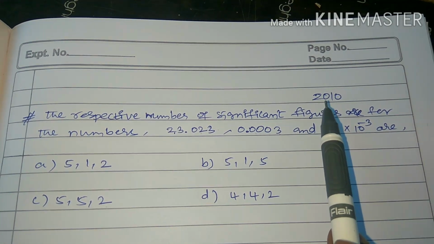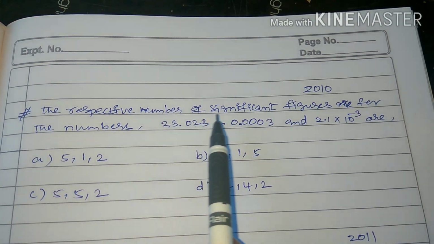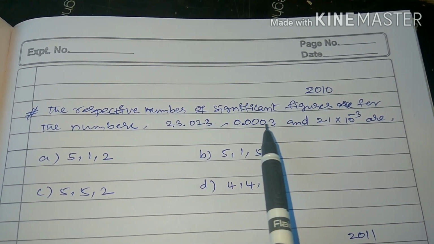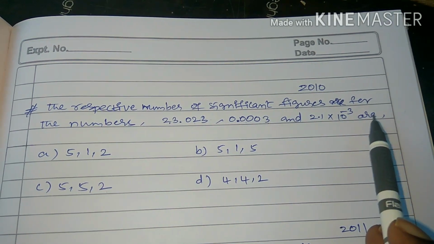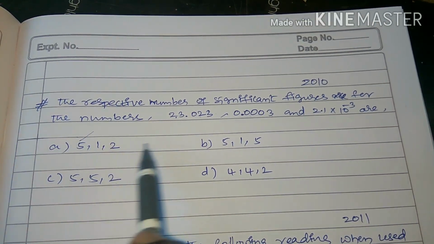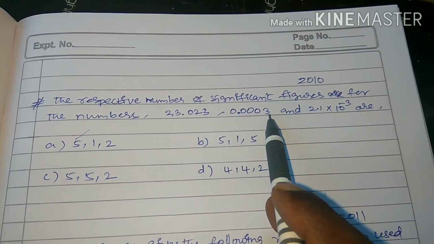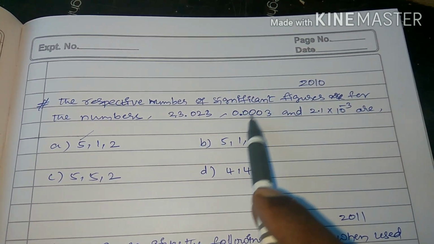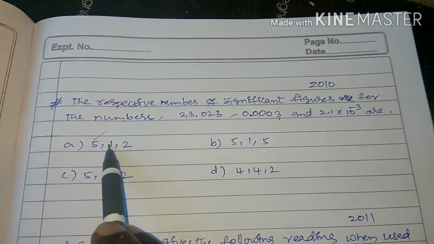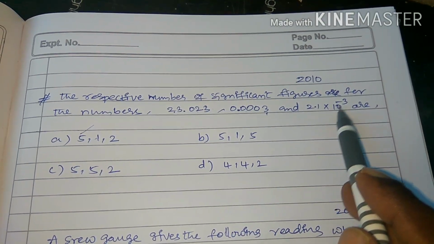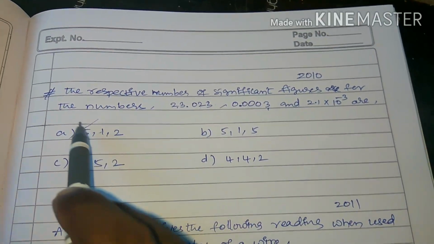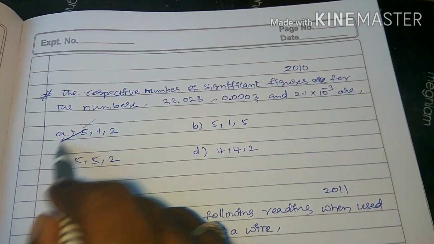And now the other question, which was asked in 2010. The respective number of significant figures for the numbers 23.023, 0.0003 and 2.1 into 10 power minus 3 are? Here 23.023 has 5 significant figures, and in 0.0003 the zeros are countless, so it has 1 significant figure. For 2.1 into 10 power minus 3, the 10 power minus 3 is omitted, so the two digits 2.1 are significant figures, that is 2. So option A is the right answer.